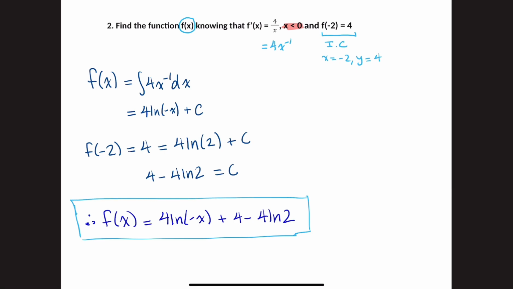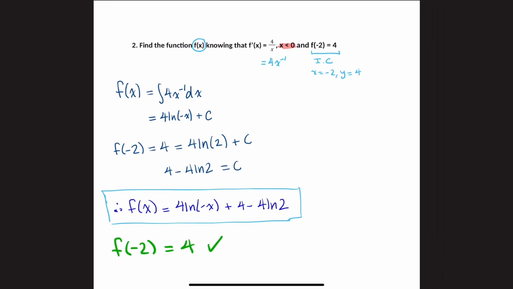And just to double check your work, if you want, you can go ahead and replug in x equals negative 2 into your particular solution that you just solved for, and it should equal 4. If it equals 4, that means you did everything properly.